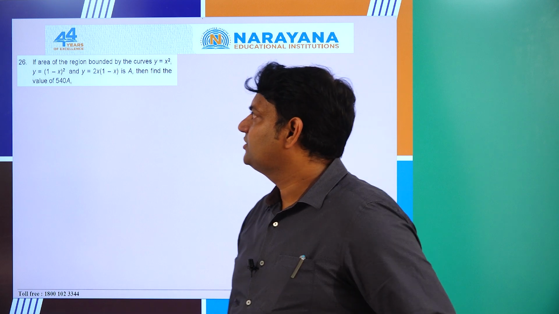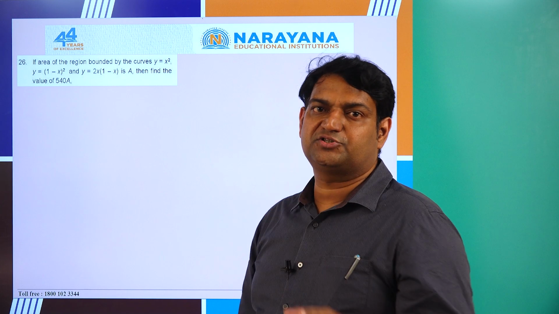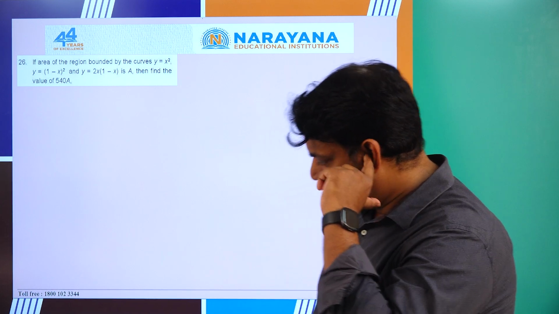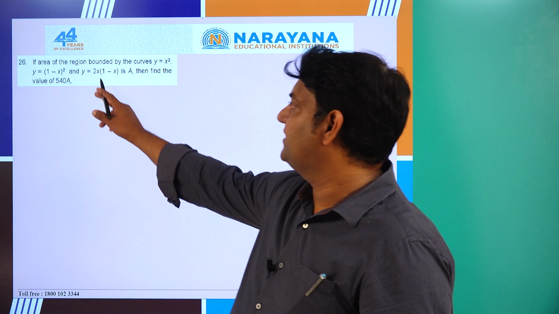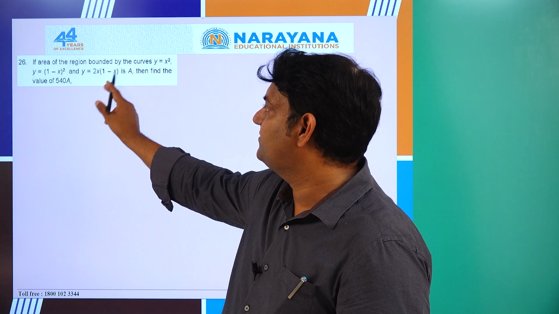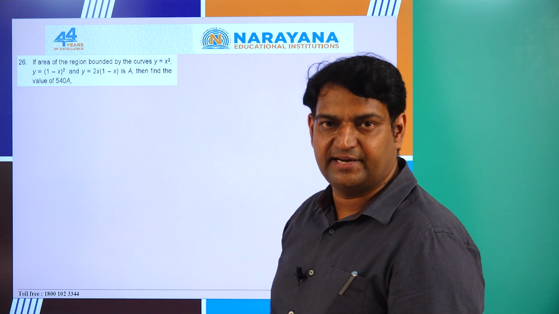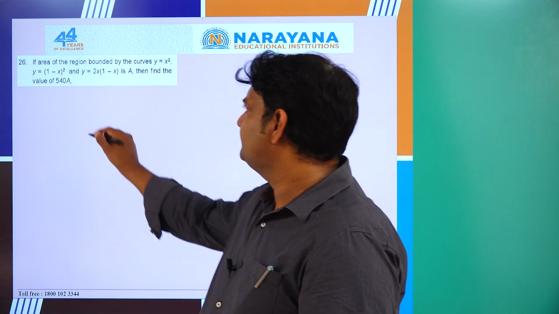Area bounded by the two curves, three curves in fact. This is again, if you observe, a similar question was asked in IIT JEE Advanced also, but instead of 2x into (1 - x), they gave 3x into (1 - x). So again a very simple problem.